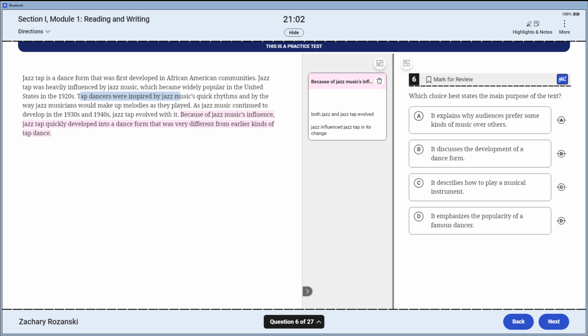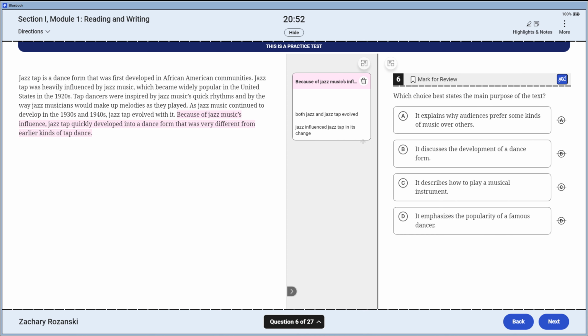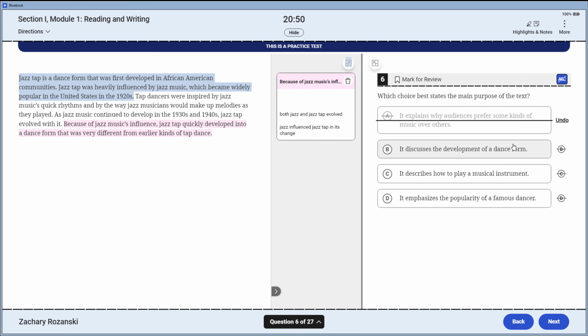Tap dancers were inspired by, this just speaks to the previous sentence. I'm not even going to type it. And then when I read the first one, it's just all of the same thing. Explain why audience prefers some kinds of music over the others. Doesn't tell us that, right? You might have a disdain or love for jazz, but don't let that influence the text here. Discusses the development, absolutely. It does not speak to how to play. That's a different genre entirely.